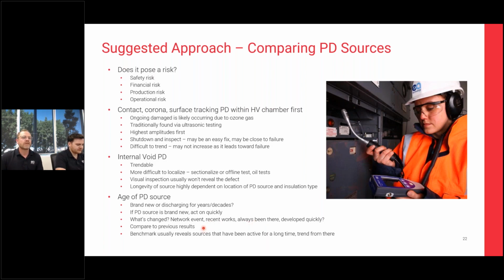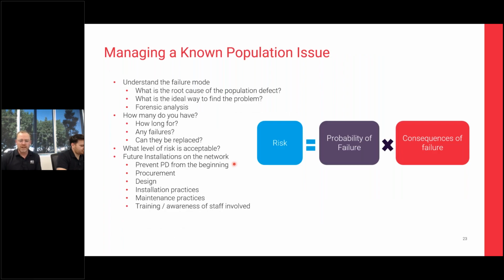And that's why it's important to test things when they're brand new and when a change has been made to them. So if you go in there and make a physical HV change, figure out whether they've left PD in there, and then compare all that to previous results. So that's how we compare our PD sources to figure out where we're going to focus our assets, our asset allocation, to figure out where we're going to spend our money and our time.